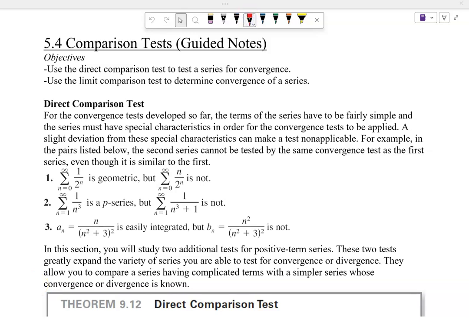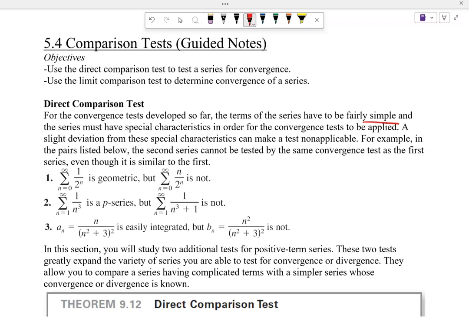Well, so far, you guys, we've dealt with some simple series that have special characteristics in order for convergence tests to be applied. But any slight deviations can make the test non-applicable up to this point.